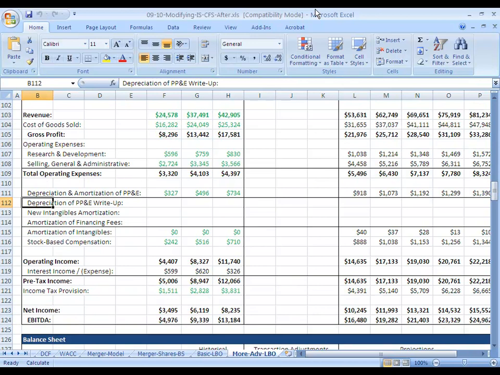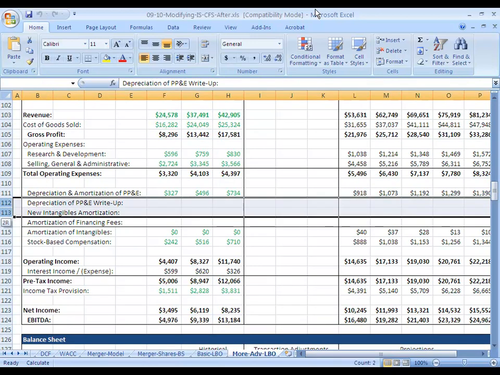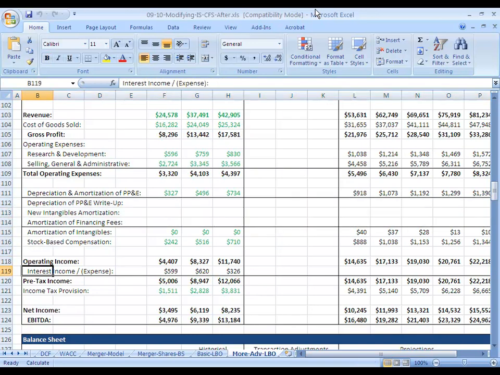We have the depreciation of the PP&E write-up, the amortization from the newly created intangible assets, the amortization of financing fees, and then the interest income or expense. So we have to properly link in or calculate all these items and make sure they're reflected on our income statement. So let's start with the depreciation and amortization items here.